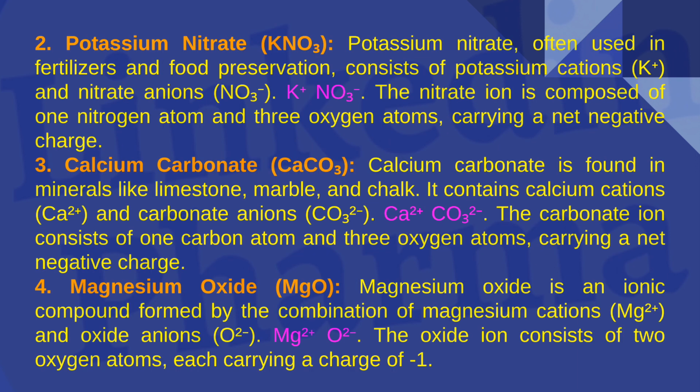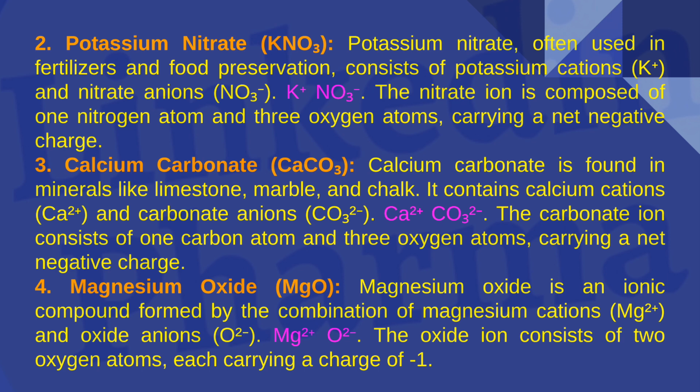Potassium nitrate. Potassium nitrate, often used in fertilizer and food preservation, consists of potassium cations and nitrate anions. The nitrate ion is composed of one nitrogen atom and three oxygen atoms, carrying a net negative charge. Calcium carbonate. Calcium carbonate is found in minerals like limestone, marble, and chalk. It contains calcium cations and carbonate anions. The carbonate ion consists of one carbon atom and three oxygen atoms, carrying a net negative charge.